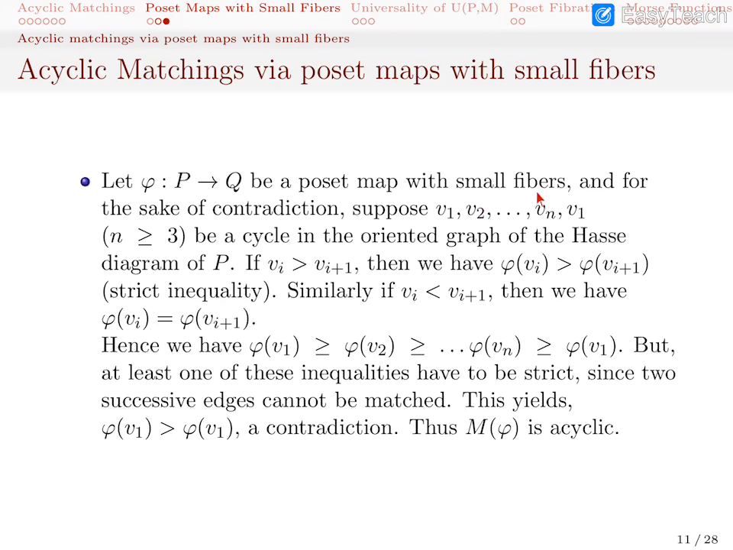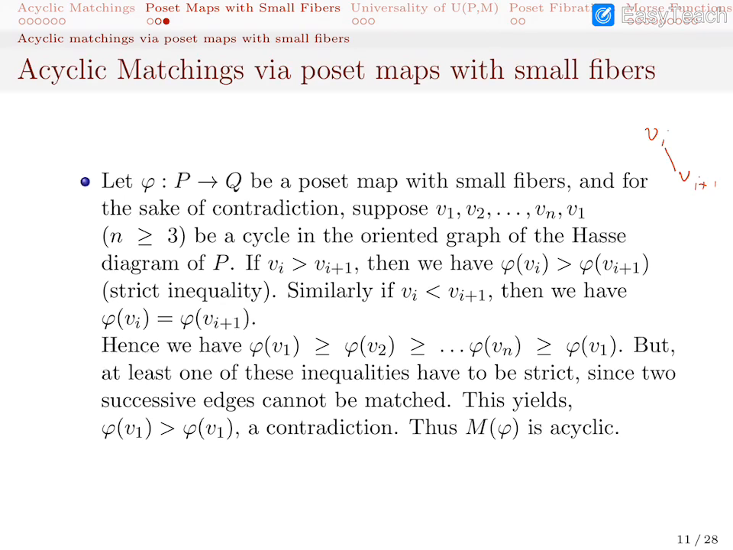So suppose you have a poset map with small fibers, and for the sake of contradiction, suppose you have such a cycle in the oriented graph of the Hasse diagram of P. Then you can easily observe that if Vi is greater than Vi plus 1, then phi of Vi is greater than phi of Vi plus 1. And this is a strict inequality, because if Vi is greater than Vi plus 1 and this is in the graph, then this edge cannot be matched, because that's how we gave the direction to the edges. Thus from the definition of M of phi, phi of Vi has to be greater than phi of Vi plus 1. It cannot be equality.